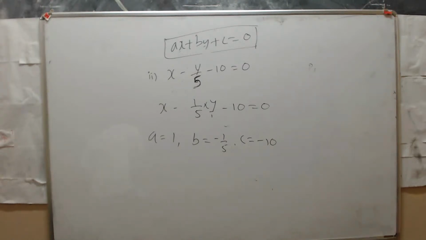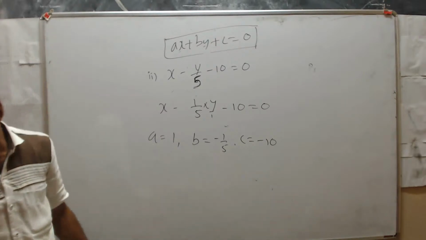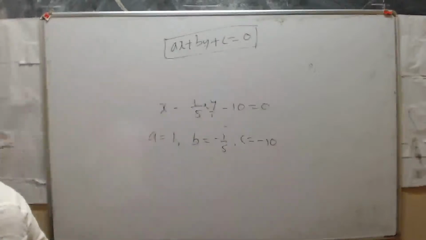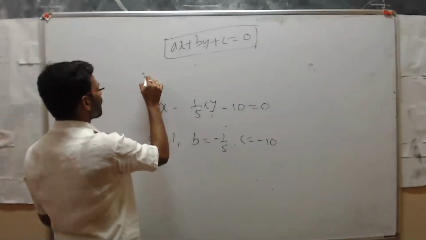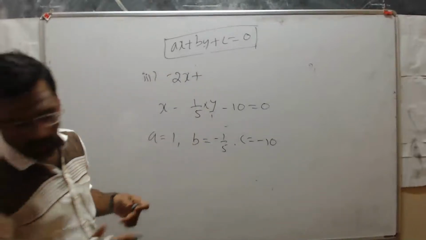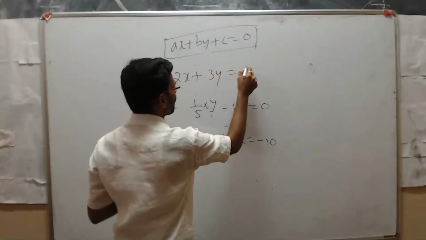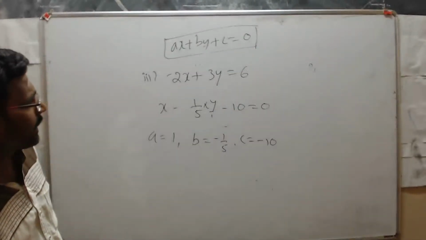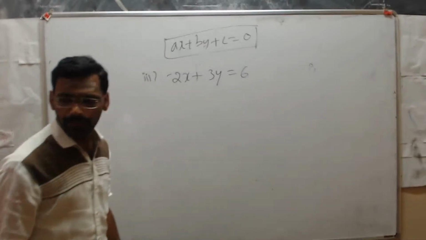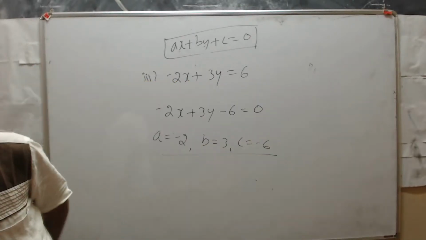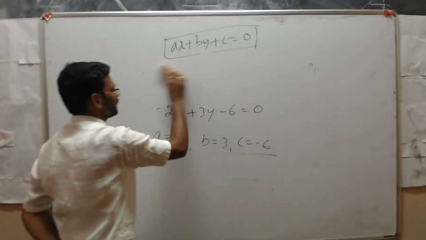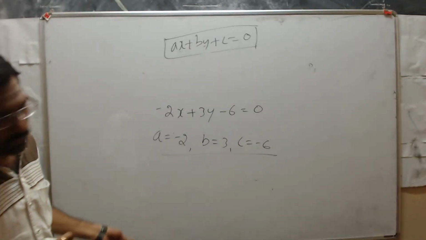Then third one. Minus 2x plus 3y is equal to 6. According to standard form, always the constant term must be in the LHS part. But C is equal to minus 6. Okay. Then fourth one.